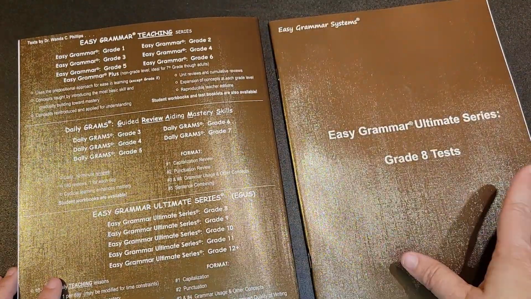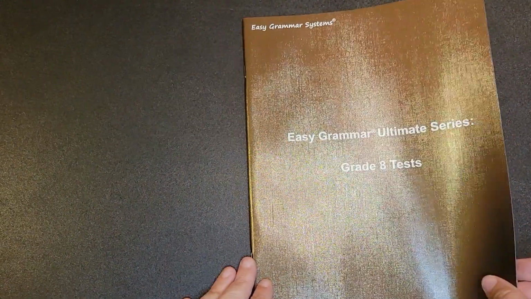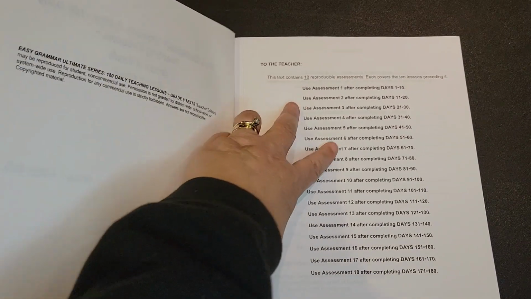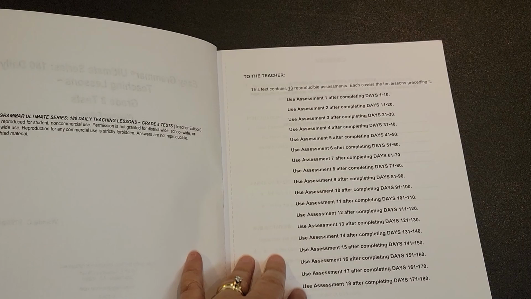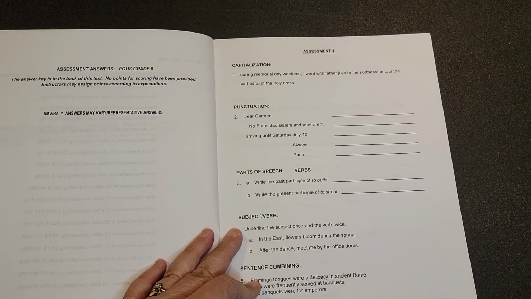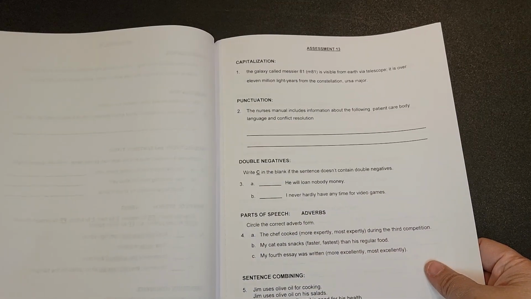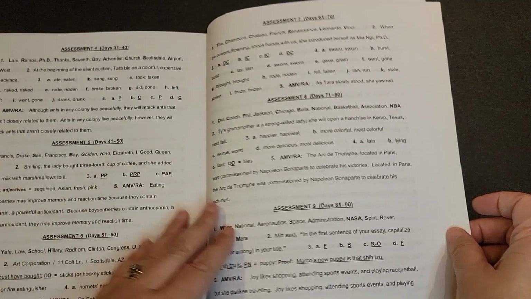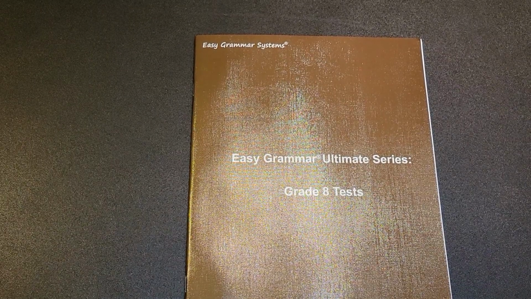Now, there is also this test booklet. So what they recommend is that after every 10 lessons, then you will be doing an assessment. So use assessment 1 after completing days 1 through 10. So there is an assessment or a test to review what you have been studying throughout those lessons up until that point, and the answers to the assessments is in the back of the book. And that is the entire system for grade 8.